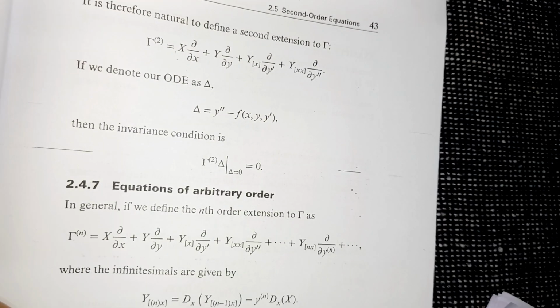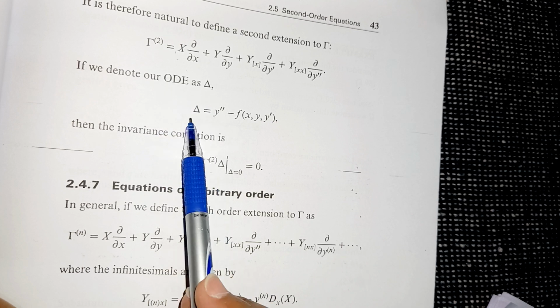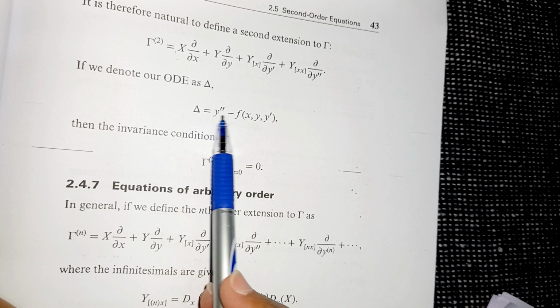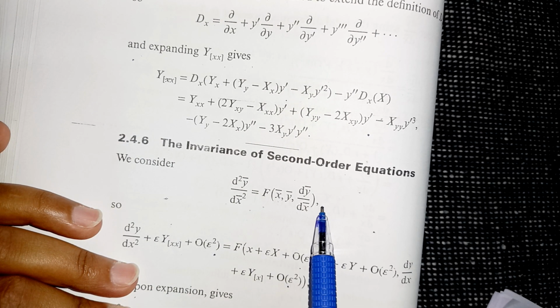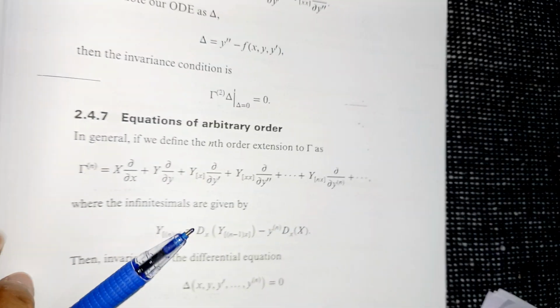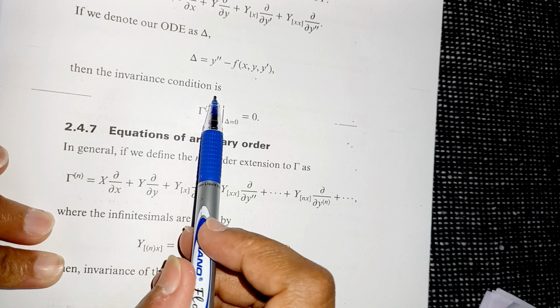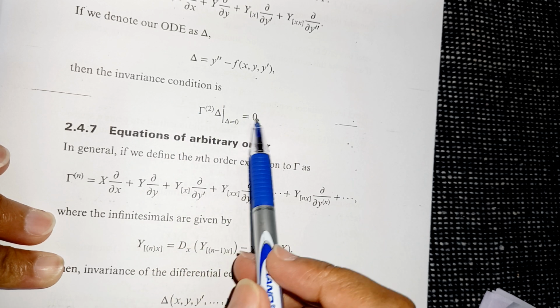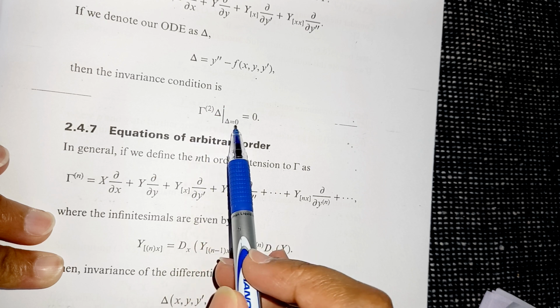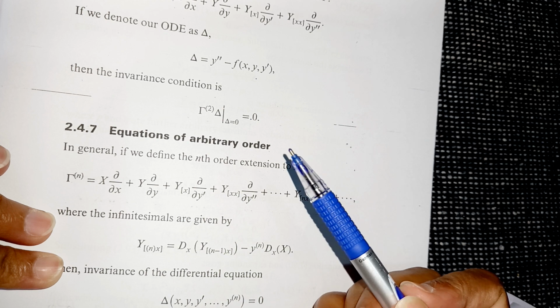Okay, now students, if we denote our given second order ODE by this one, like delta is equal to y double prime minus, like I have taken all these terms on the left hand side and put it equal to 0, so delta will become equal to this value. Then the Lie invariance condition for the second order differential equation will become equal to this one, like gamma 2 of delta at delta equal to 0 is equal to 0.